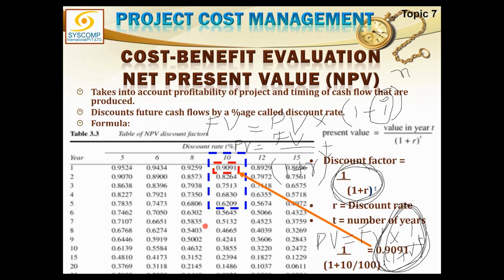So they consult this table and simply multiply it with their future value, and they get the present value. So if the percentage is 10%, and the money is coming after 1 year, present value will be equal to 1 lakh multiplied by 0.9091, and this comes out to be 90,910 rupees. So the present worth of 1 lakh rupees which are coming after 1 year is presently 90,910 rupees.